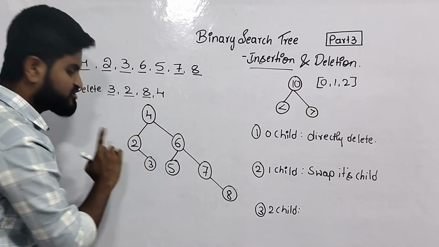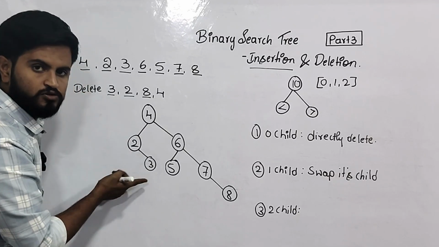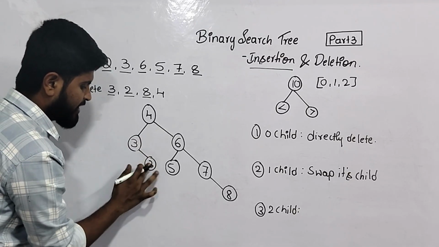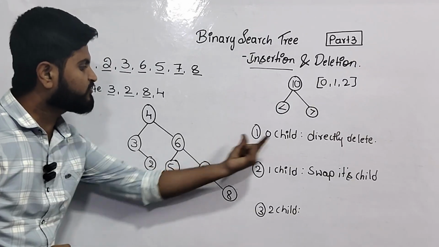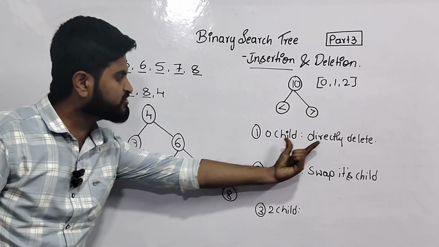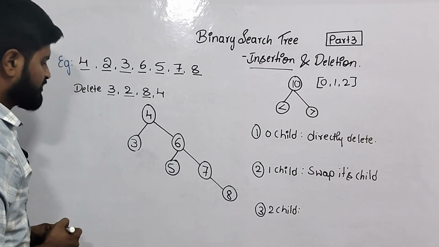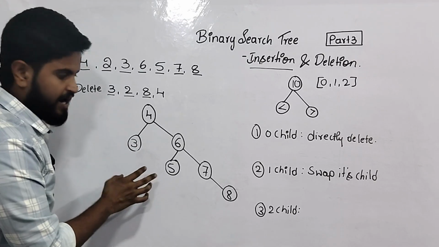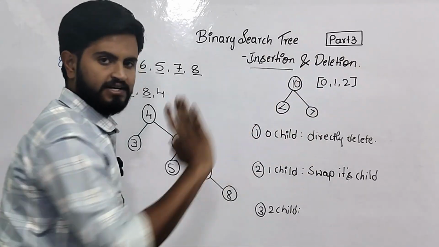Now to delete this 2, what I will be doing, I will be replacing or swapping the values of the child and the parent. So 3 will come here and 2 will go here. Now if you see, 2 has become the 0 child node. If it is a 0 child node, directly delete it. Simple. What we made? We made the swapping of the child and the parent and made the node which we want to delete the 0 child node, then we directly delete it.